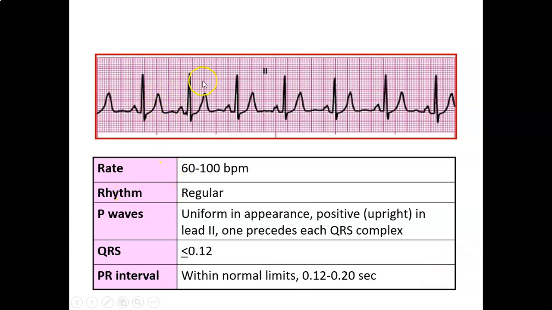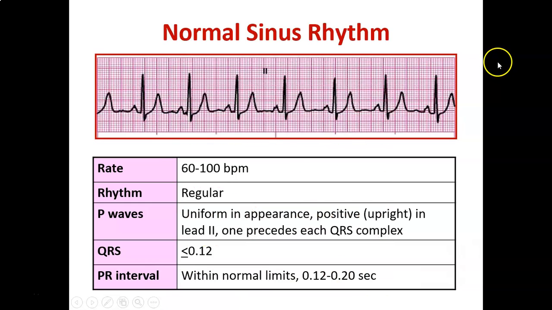The rhythm is regular. RR intervals are equidistant. There are P waves, same shape, and each P wave is followed by its QRS complex. QRS duration is narrow. And PR interval looks normal, less than 1 big box. So what's your interpretation? This is normal sinus rhythm.